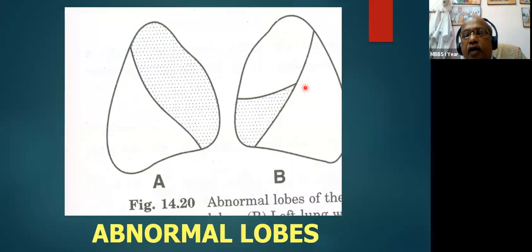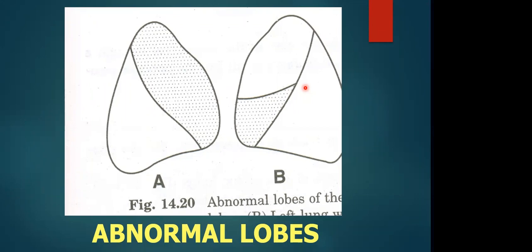Like that we can have abnormal lobes also. Routinely we have 3 lobes on the right side, 2 lobes on the left side. So you can have accessory lobes also. Any other named accessory lobe you learned while reading about your gross anatomy? Any other named accessory lobes? Azygous lobe.